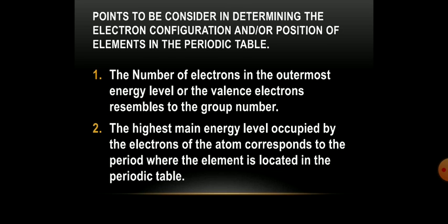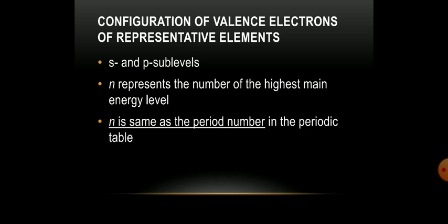And the second thing is that the highest main energy level occupied by the electrons of the atom corresponds to the period where the element is located in the periodic table. Means the highest main energy level occupied by the electrons corresponds to the period. For example, if we consider magnesium, or you can also take the simplest example, carbon, it represents the period number.